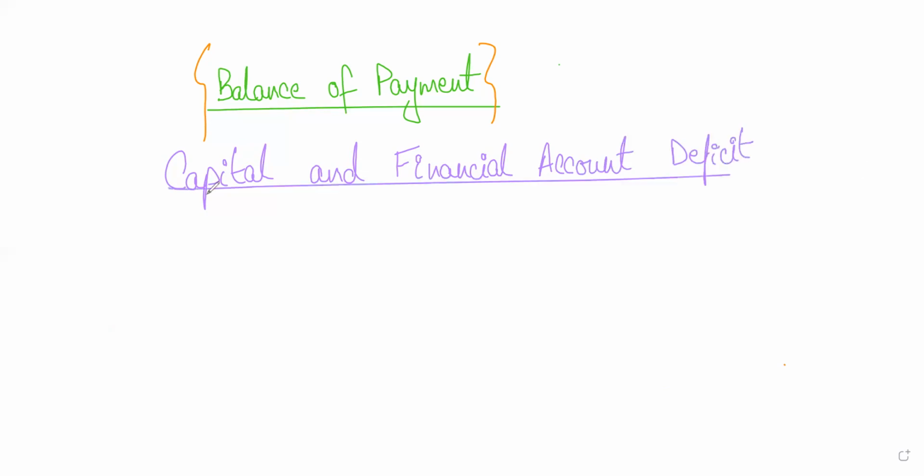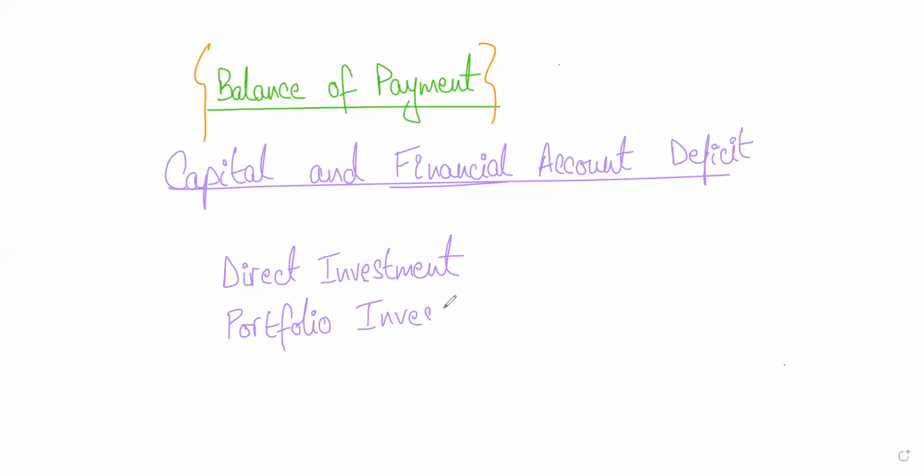If you think about the financial account, listen to this carefully. What does the financial account record? The financial account records two types of investments. Direct investment, which means directly coming to a business and opening your business over there. And the second one is portfolio investment, which means investing in their stock exchange or in their bank account, right? So if we have a deficit on the financial account, this means that more Pakistanis are investing in foreign countries compared to what foreigners are investing in Pakistan.